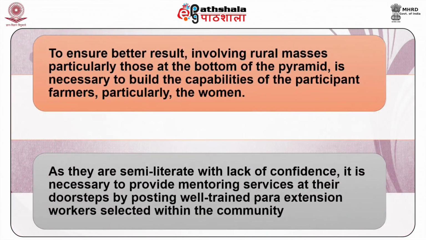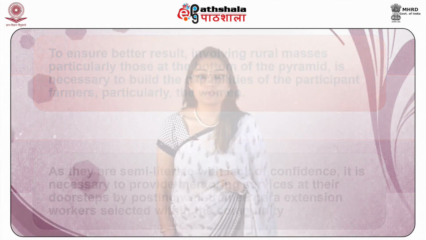E. To ensure better results, involving rural masses, particularly those at the bottom of the pyramid, it is necessary to build the capabilities of the participant farmers, particularly the women. As they are semi-literate with lack of confidence, it is necessary to provide mentoring services at their doorsteps by posting well-trained para-extension workers selected within the community.